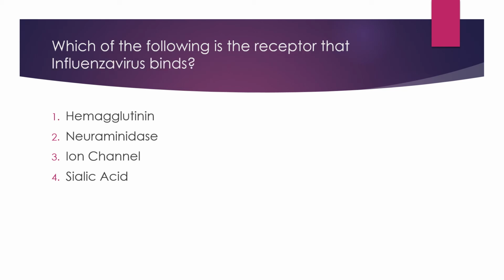Which of the following is the receptor that influenza binds? Would that be hemagglutinin, neuraminidase, ion channel, or sialic acid? Sialic acid. I'm glad you didn't choose neuraminidase. Remember, neuraminidase is the enzyme that cleaves the sialic acid off of epithelial cells after they've been infected by influenza.